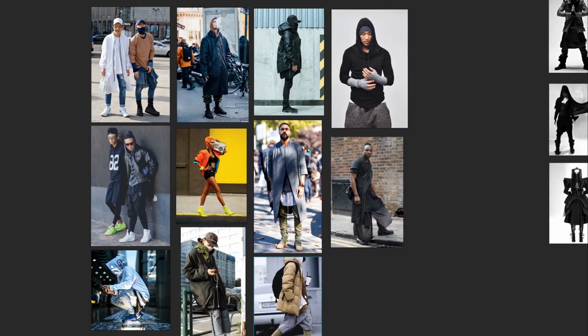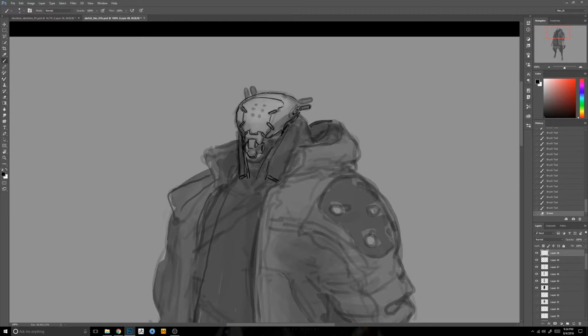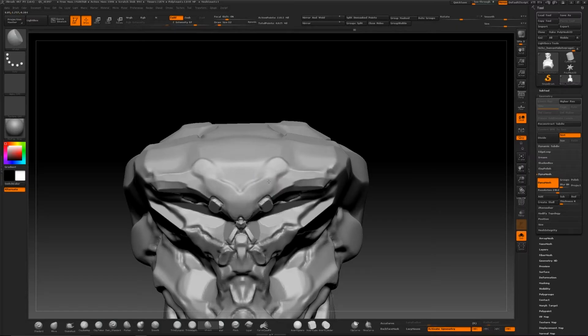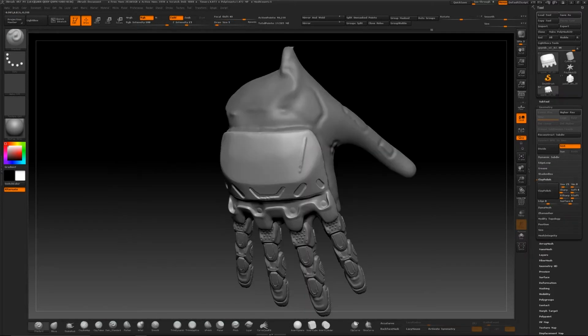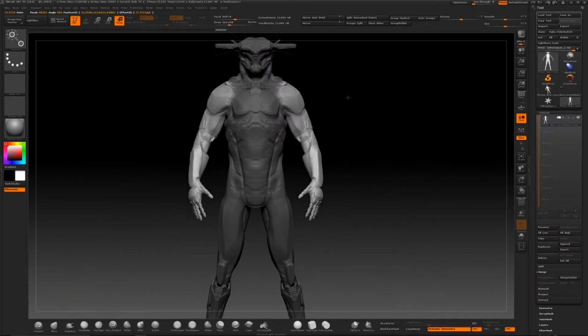We'll start things off by analysing and interpreting a creative brief and sketching out concepts in Photoshop. With our foundations in place, we can move on to ZBrush, where I'll take you on a guided tour of the user interface, covering a vast number of tools and practical techniques to bring your designs to life.